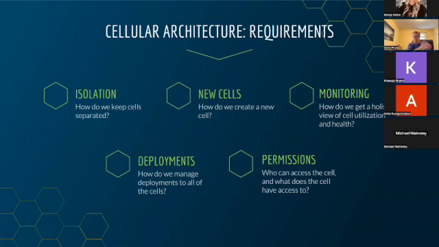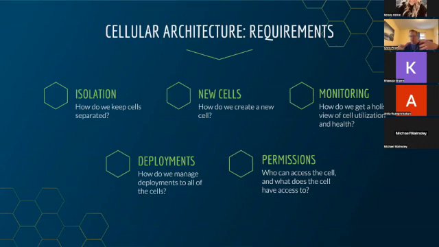Once we start to have this proliferation of different cells out there, it becomes a little bit more challenging to monitor them in a holistic way so that we can see the utilization and the health of all of the cells in a single spot. And then deployments, that is probably the most challenging part. How do we manage deployments of new versions of our software to all of these cells as the number of cells increases over time? And then permissions.